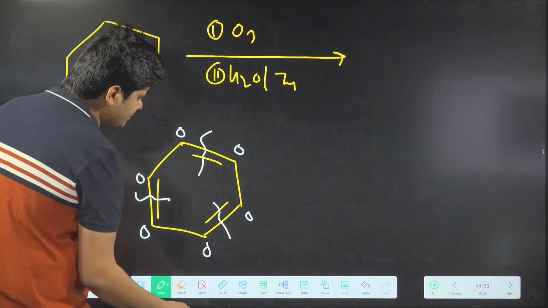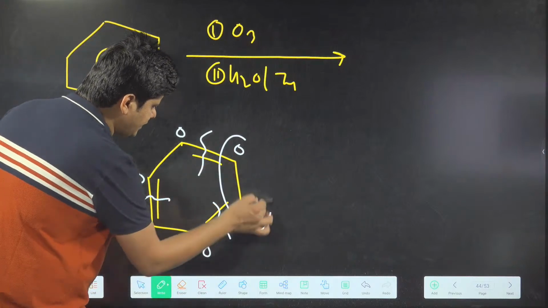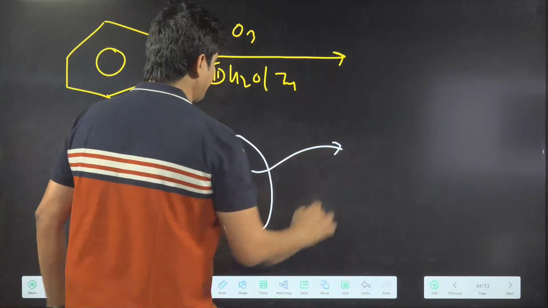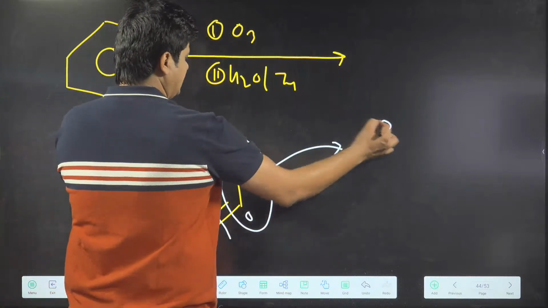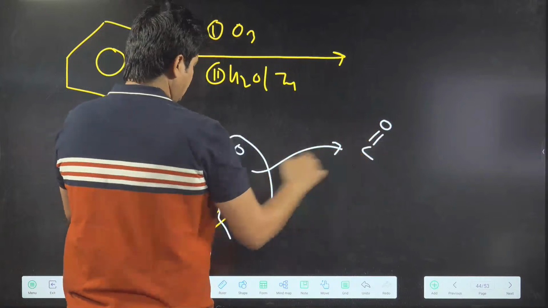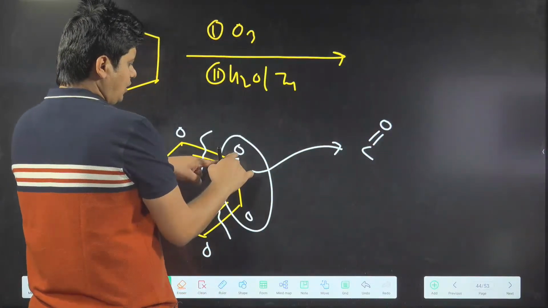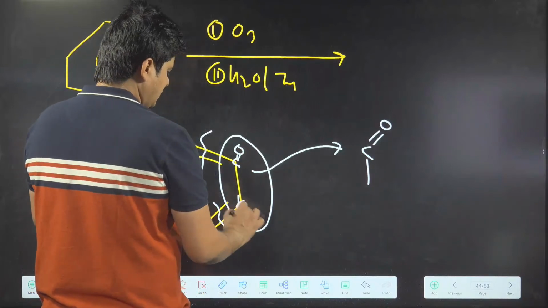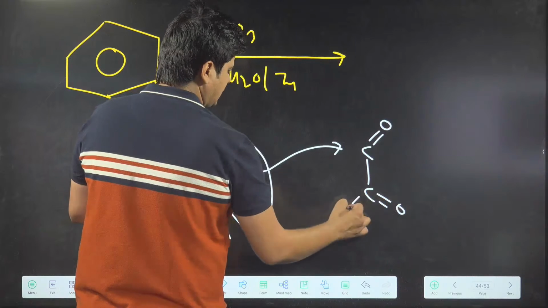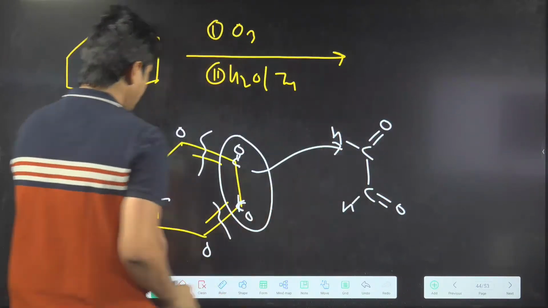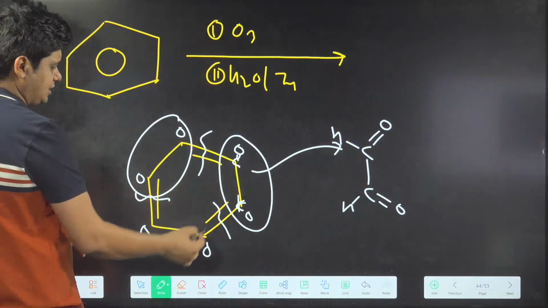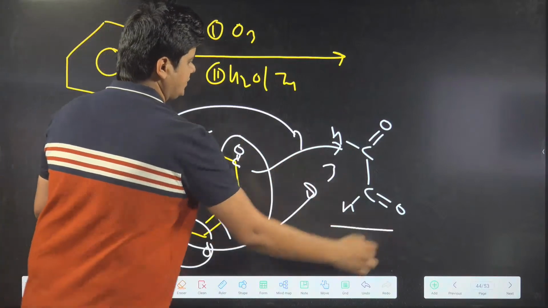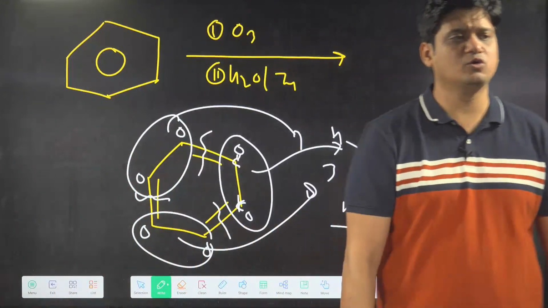Now what you can observe there, this bond is intact. This bond is not going to break. It means this part is giving what? Observe please. Oxygen double bond carbon, single bond, carbon double bond oxygen, hydrogen. If you observe, this part is also the same as this and this part is also the same as this, meaning this is giving 3 moles of this. This is the way to find the ozonolysis product.